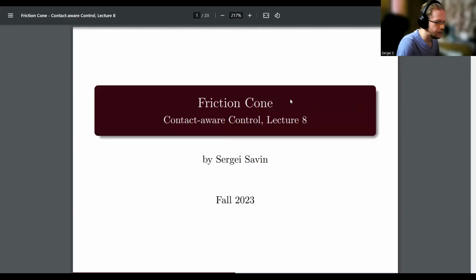All right, so we can begin. Today, what we want to cover is friction cone, right? So it appears to be a small topic. You could theoretically think we can cover it in like 5-10 minutes, but there is quite a bit to it, especially in terms of representation, how we can use it, linearization.